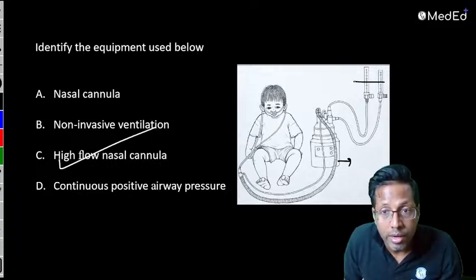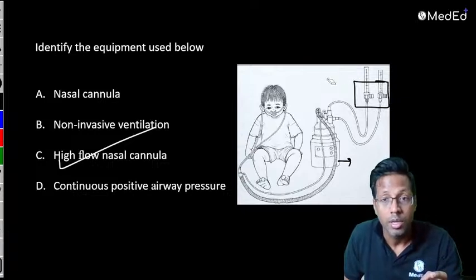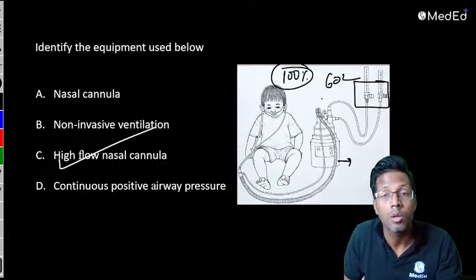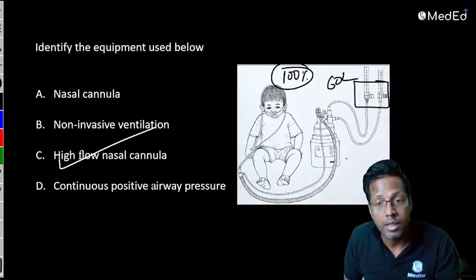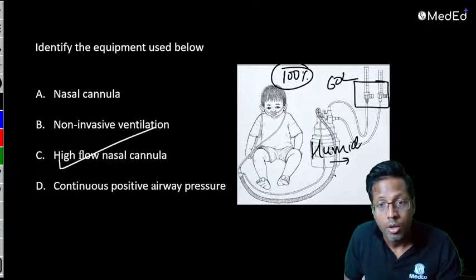And can you see there's a different type of oxygen supply. This needs 60 liters of oxygen to give 100% oxygen to the patient. 60 liters, not 15 liters. And there is a humidifier, and by the presence of this humidifier is how you identify it, right?